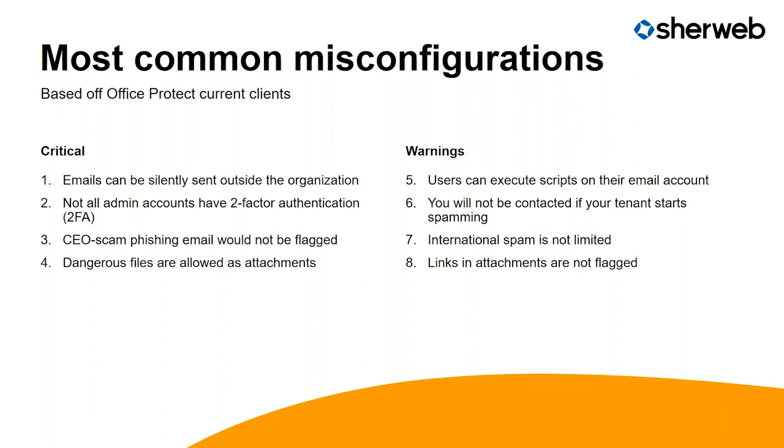International spam is not limited, so we have a few features there that are related to that. You can block by country of origin of email, and you can block by language also. If it's not in your language, why would you want to receive it? Because it's probably bad. So those two things should probably be configured. They're part of the Office 365 configuration. And then links and attachments are not flagged is one that I just talked about.